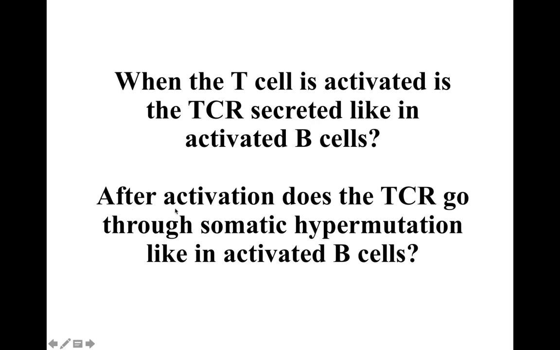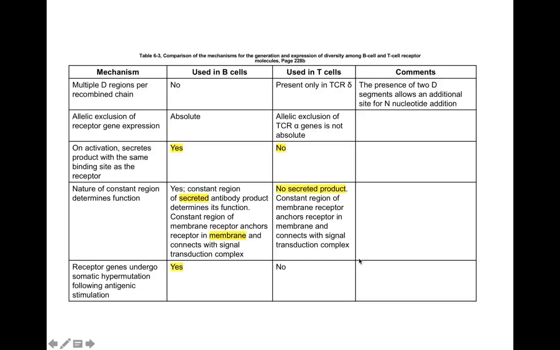After activation, does the T cell receptor go through somatic hypermutation like activated B cells? That is also no. The T cells do not go through somatic hypermutation, but the B cells do, and this is a way for them to have an antibody that binds a bit better.